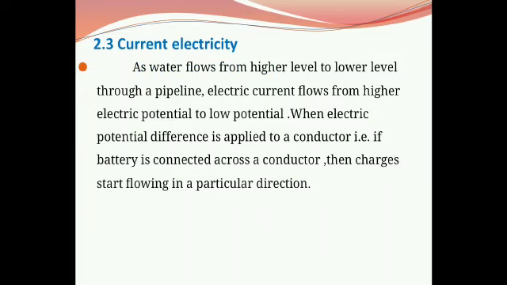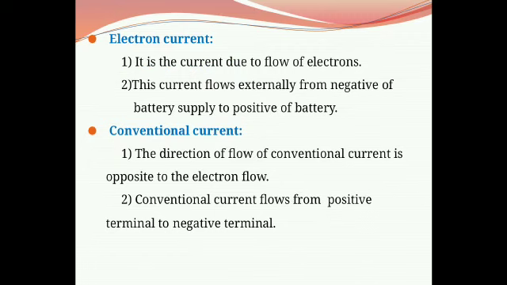As water flows from a higher level to a lower level through a pipeline, electric current flows from higher electric potential to lower potential. When an electric potential difference is applied to a conductor, that is, if a battery is connected across a conductor, then charges start flowing in a particular direction. And when the charge flows from one point to another point, on that basis there are two types of current. First is electron current, second is conventional current.